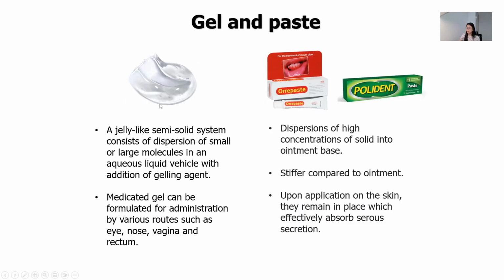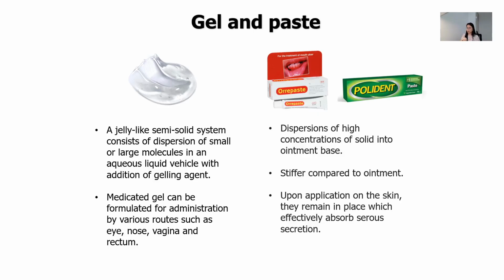Gel and paste are other examples of semi-solid dosage forms. Gel, I believe everyone knows, is a jelly-like semi-solid system that may contain dispersions of small or large molecules in an aqueous liquid vehicle, with the addition of a gelling agent so that it appears as a gel.